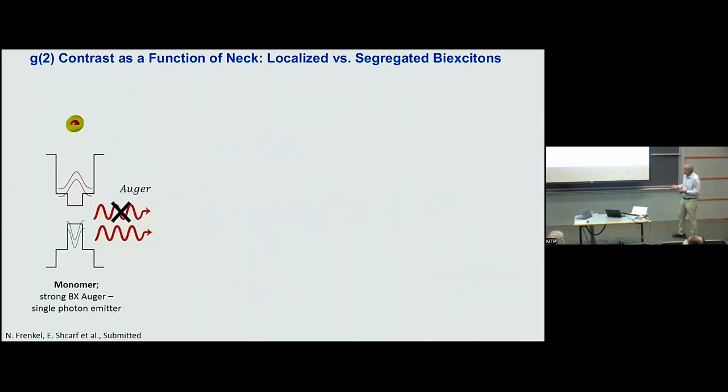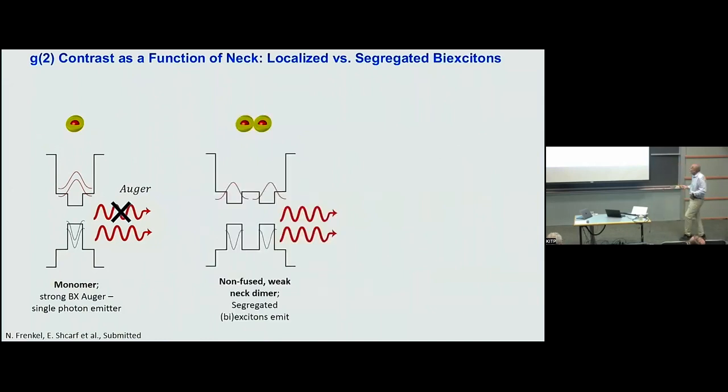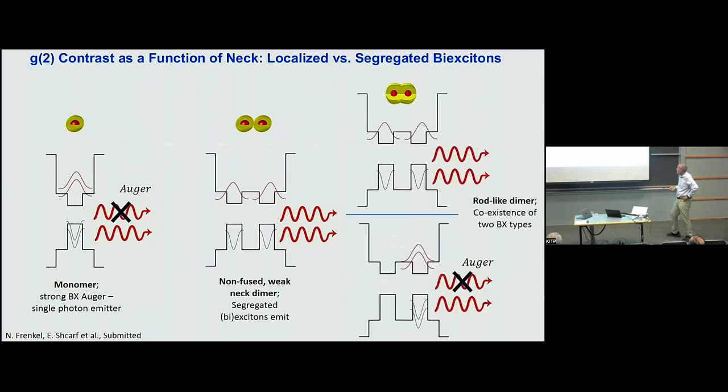And this is the picture now to think about. Two-photon emission, oh my God. The non-fused weak neck dimer will show segregated emission of couples. Here we just have Auger, so we just see a single photon. And when you go to the rod-like, you have a combination of the two.